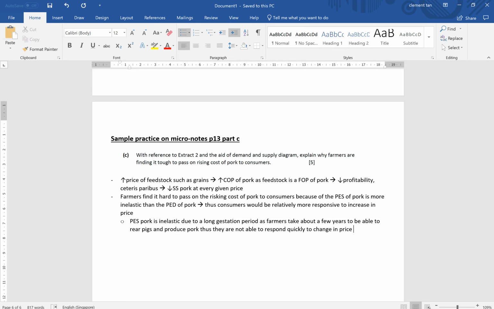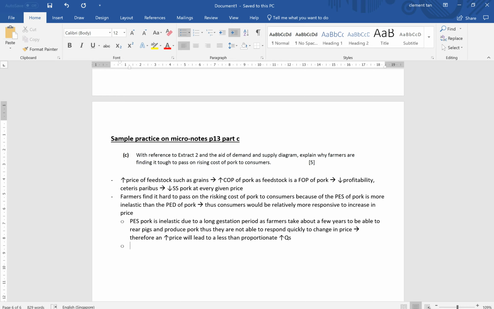Okay? If you have time, you can say, therefore, an increase in price will lead to a less than proportionate increase in quantity supplied. If you have time; if not, don't waste time.